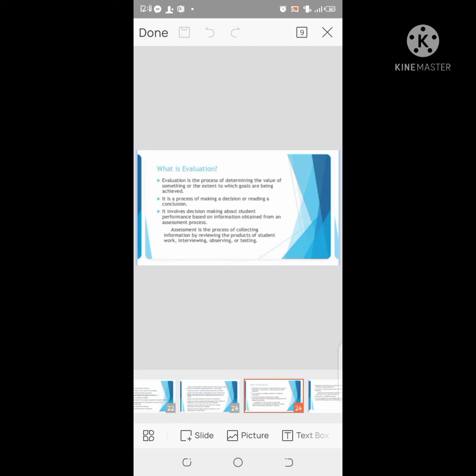So let me define first what is evaluation. Evaluation is the process of determining the value of something or the extent to which goals are being achieved.